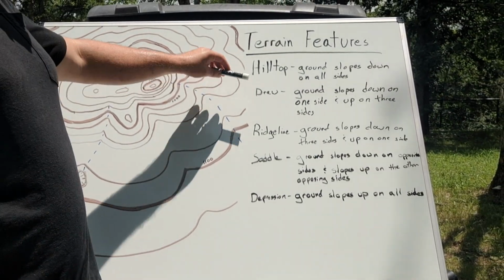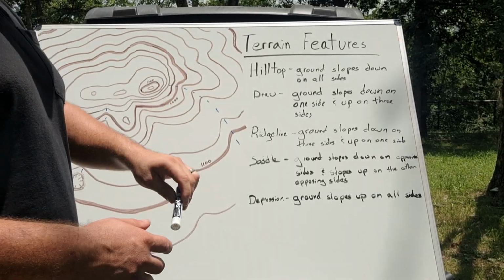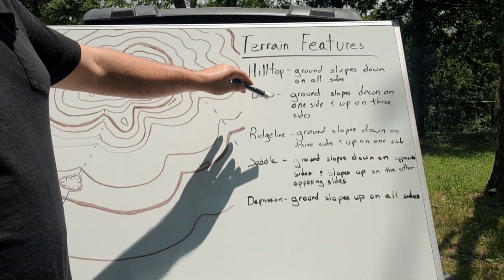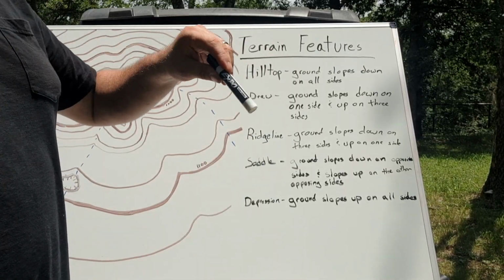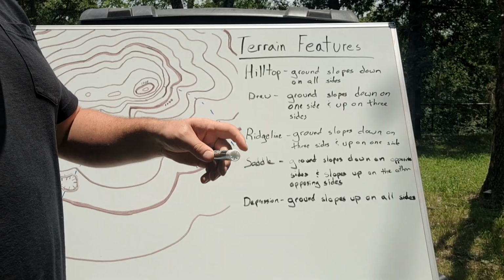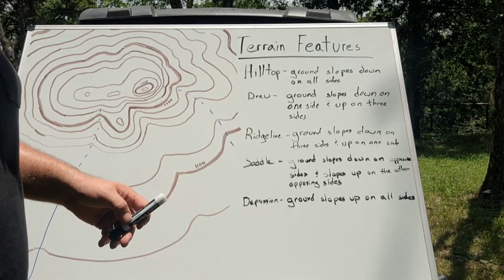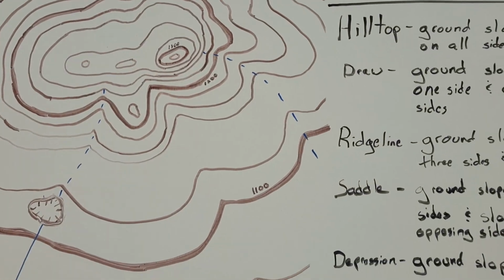Your next terrain feature is going to be a draw, cut, gully, something like that. There's a lot of different names. We're going to use draw. Ground is going to be sloping down in one direction, and on all the other sides, it's going to be going up. On our map.